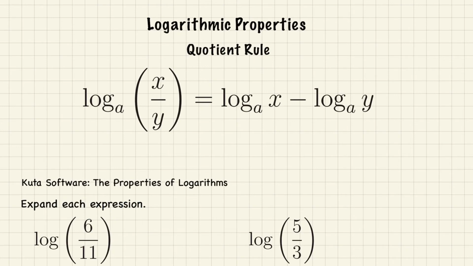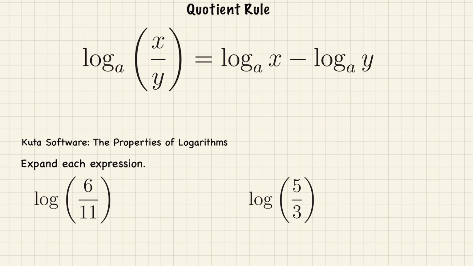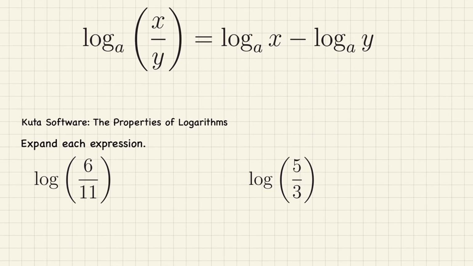Now we're going to take a look at our quotient rule. The quotient rule says that if we have a log of x divided by y with the base a, that is equal to the log of x base a minus the log of y base a. So this division sign becomes a minus sign. And it's the numerator minus the denominator. You can think of it that way, of the quotient. So let's apply the quotient rule to the following examples.